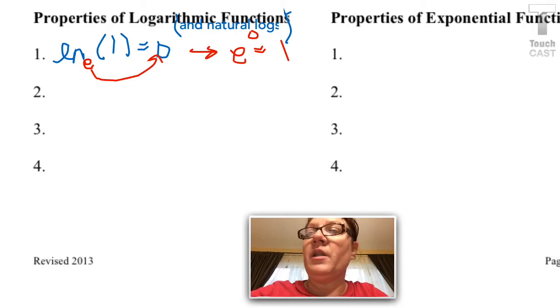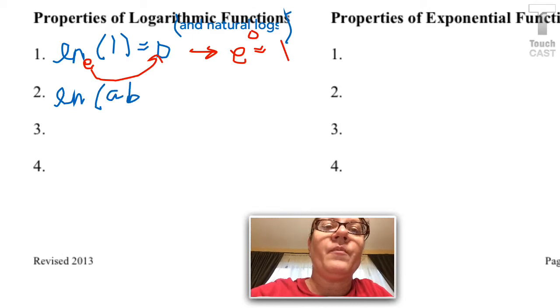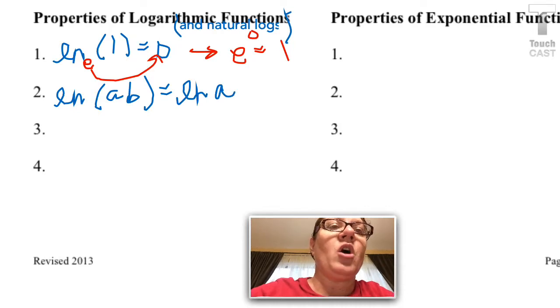Next log property that hopefully you remember is that I can split. So when I have a product, I can split them, and so I can do the sum of their logs.